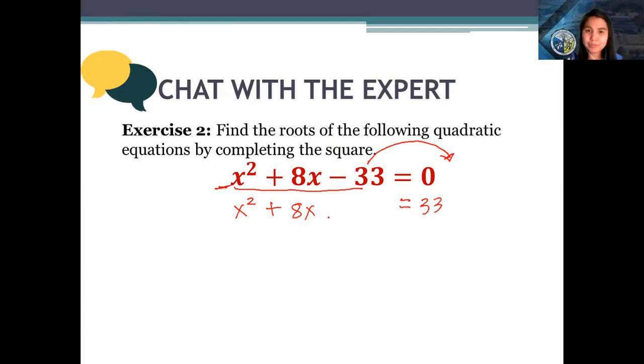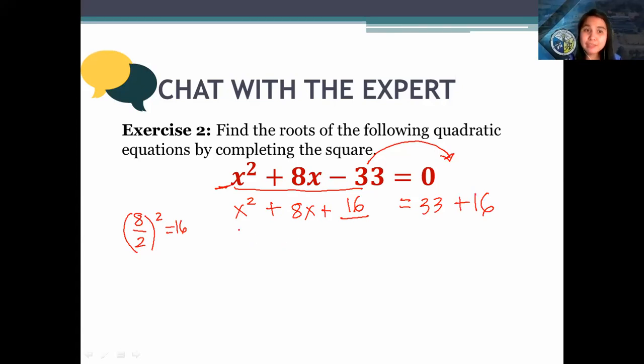Next, step 4. What must be added to the left-hand side to make it a perfect square trinomial? In the chat box, please. What should be added to x squared plus 8x to make it a perfect square trinomial? Remember what we will do? 8 divided by 2, that's 4. Then we square it. What's the answer? 16. So you add 16 to the left-hand side. We also add 16 to the right-hand side.